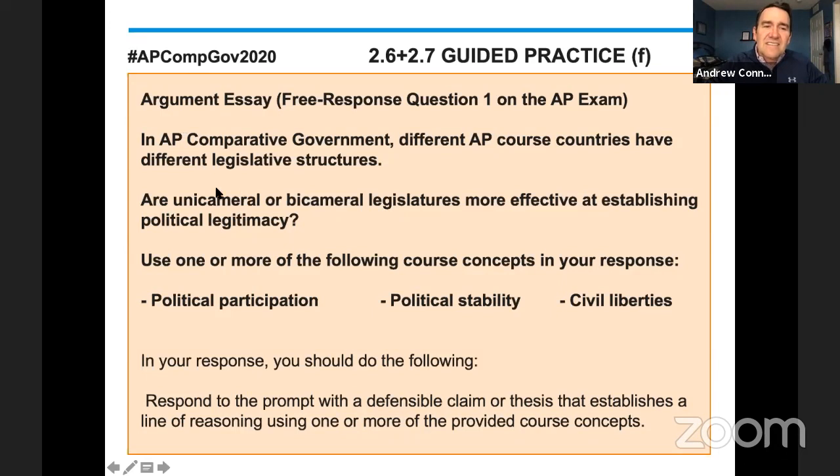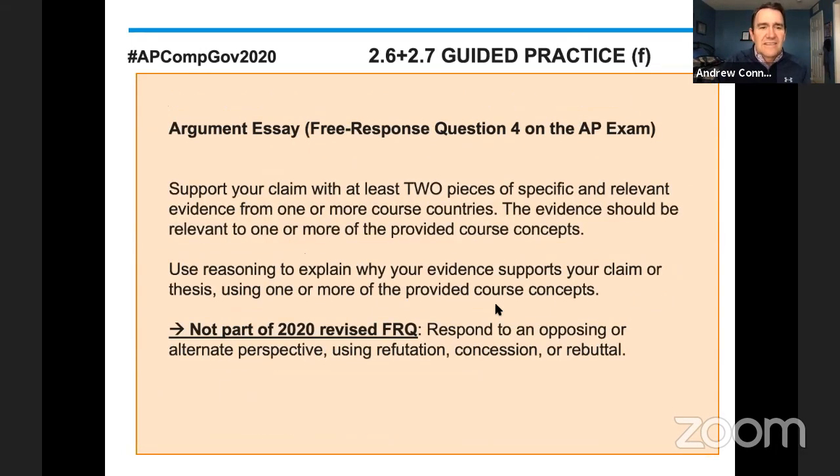In this case, you either have to pick either unicameral or bicameral. You have to connect that to political legitimacy. You got to intertwine at least one of these words in. Plus, you have to use 2 evidence from countries. It could be from one country, 2 different pieces of evidence, or it can be from 2 different countries. Today, I'll show you evidence from 2 different countries. So that is explaining more.